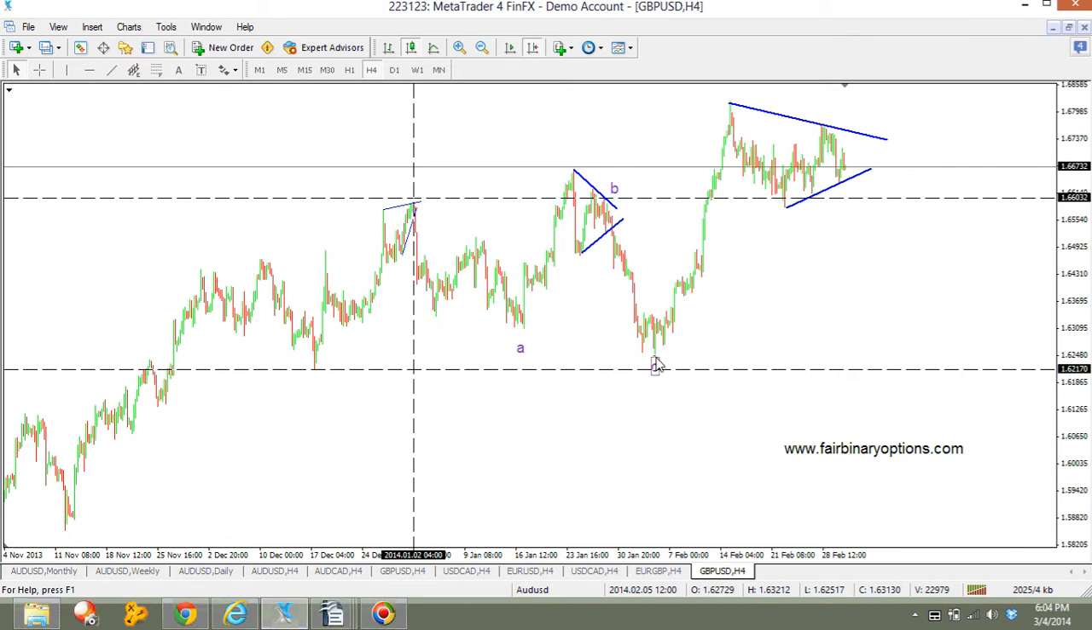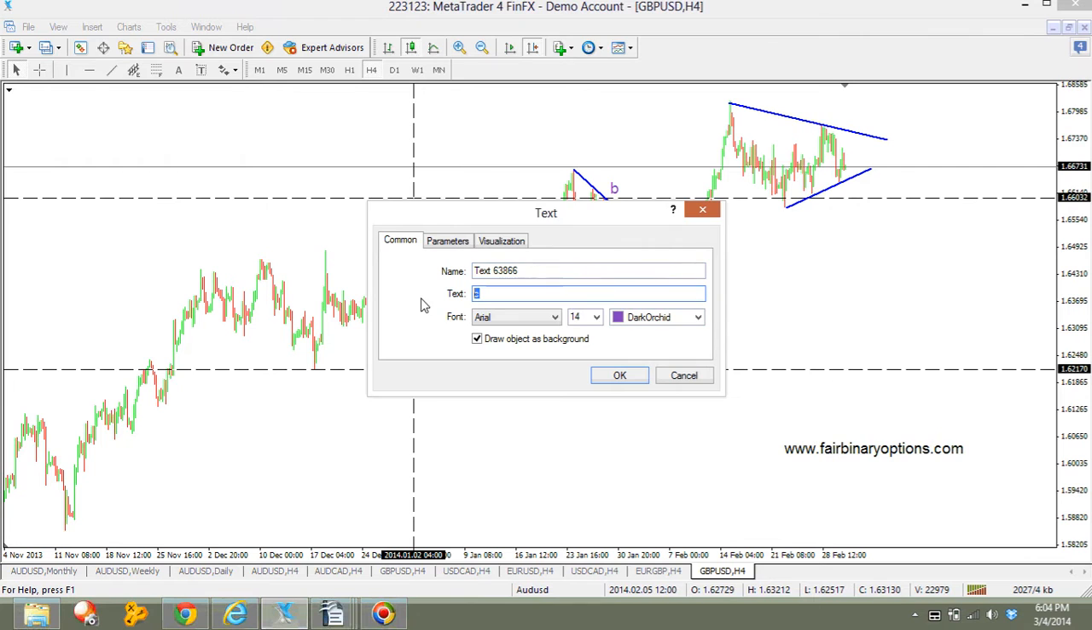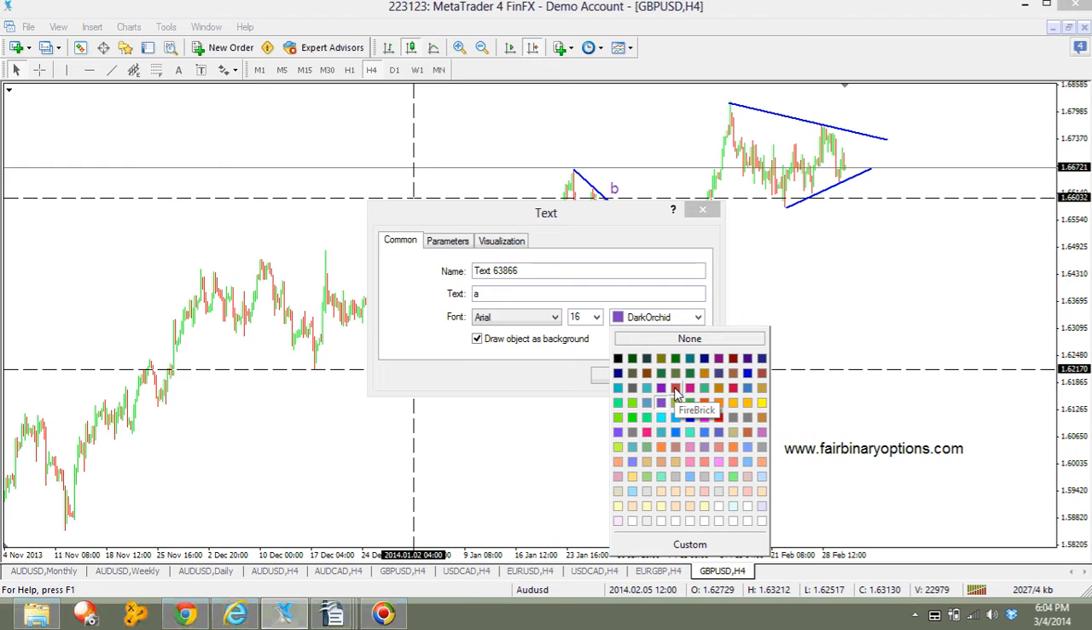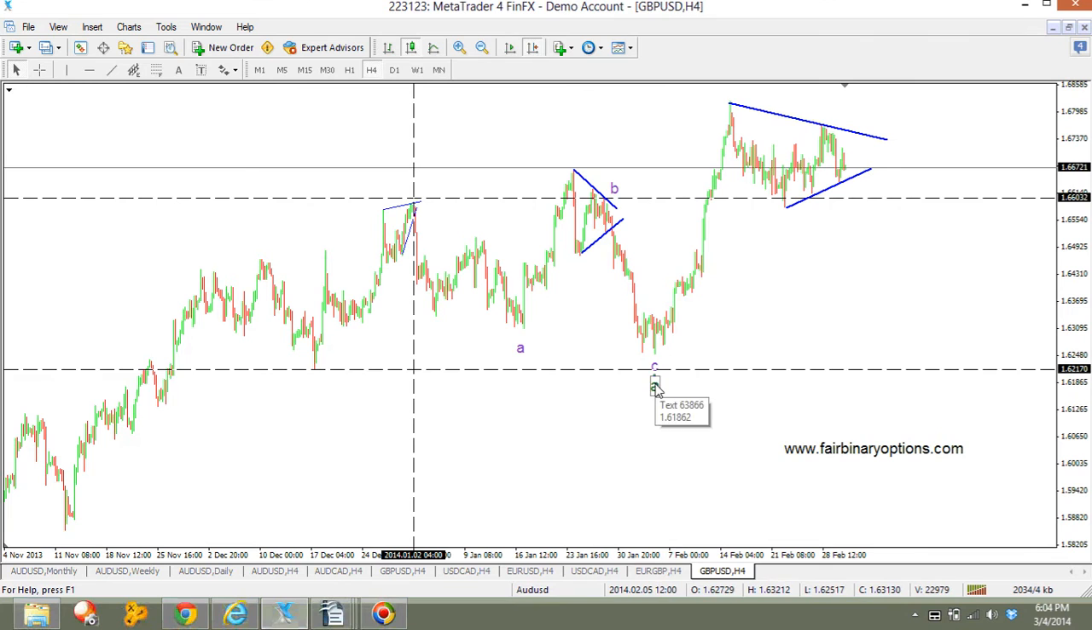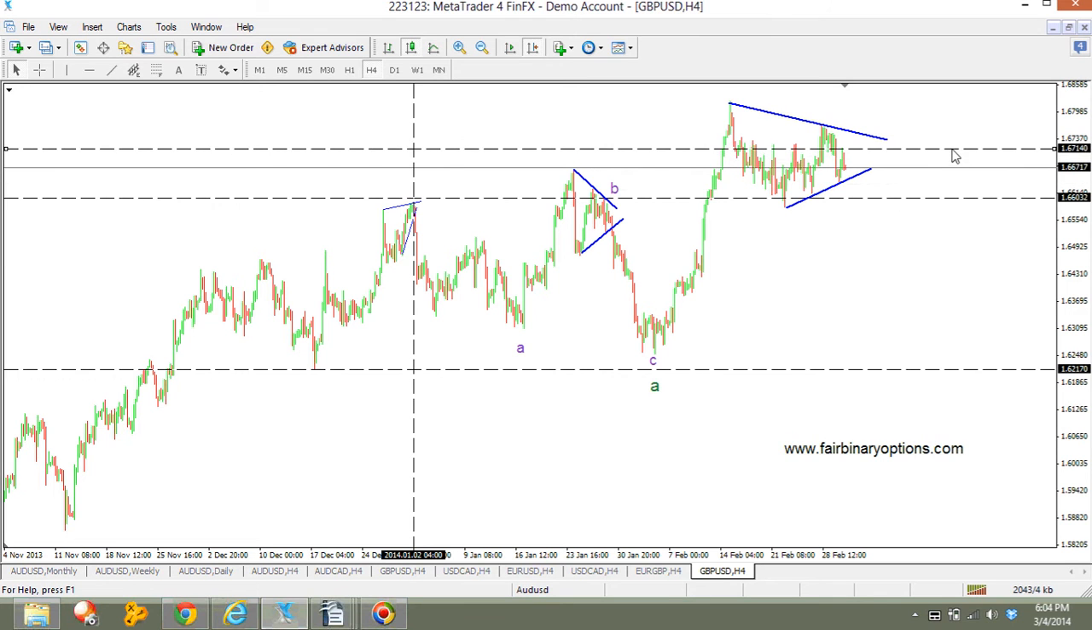Now, because this is a three-wave structure, we are looking for this to be part of a wave A of a bigger degree. So let's try to make it of a bigger degree, and of course a different color, so as not to be confused. So A, B, C, and therefore this would be wave A to the downside. So what to look for next? Well, we're looking for a B wave to the upside, and this B wave to the upside, from my point of view, has the chance to be completed right here at this high.